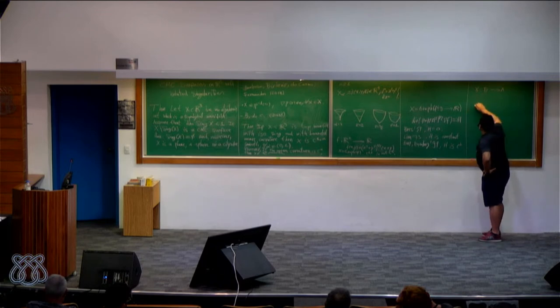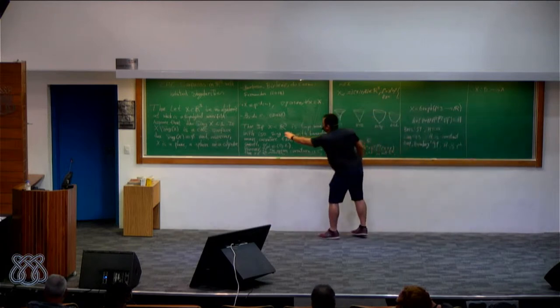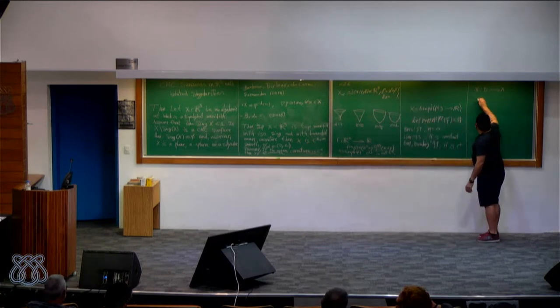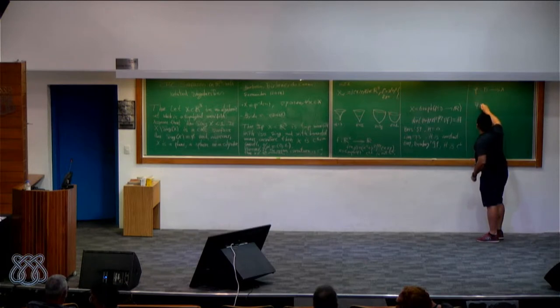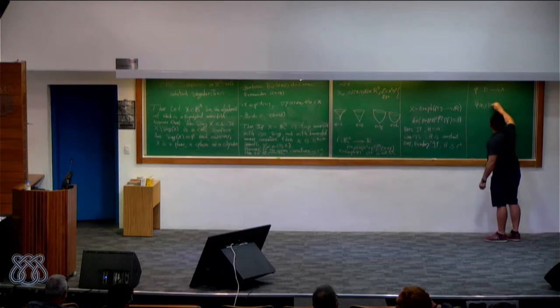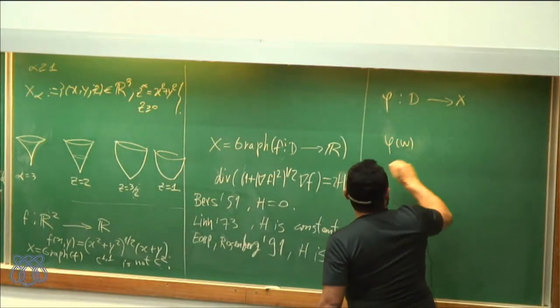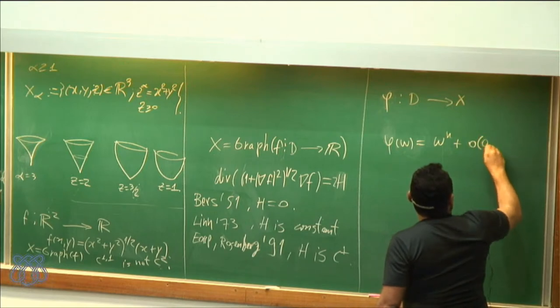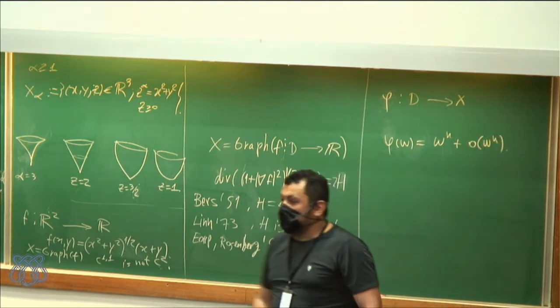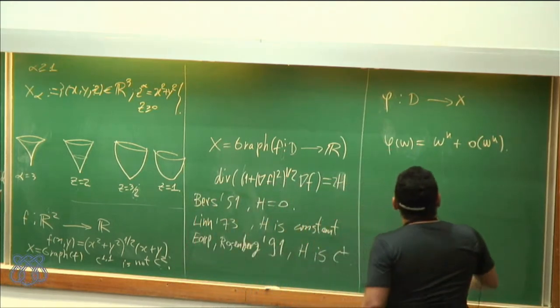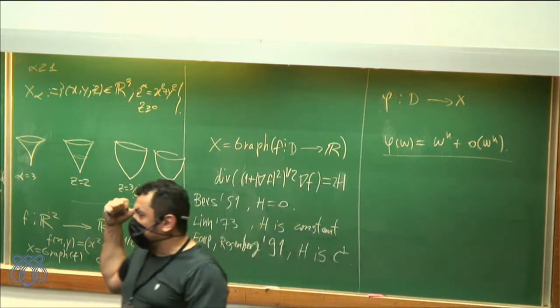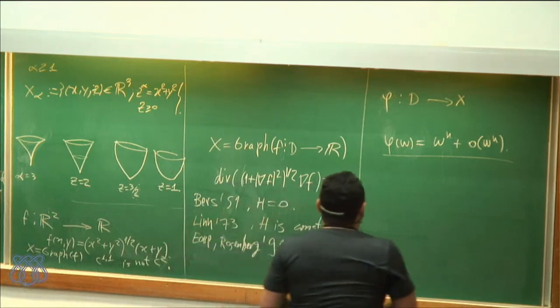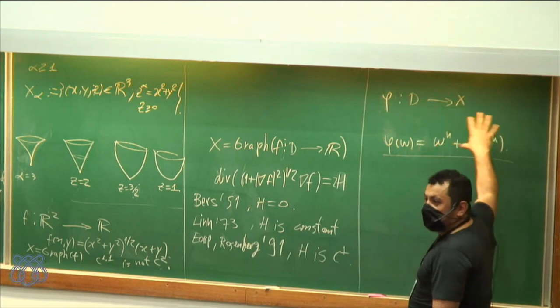So but by Gulliver, by doing some rotation, for example, we can assume we can find X maybe. Let me put it in complex coordinates here. This is something like omega to the power n plus O of omega to the n. Something like that. It's easy now. I have to join a lot of results of Gulliver to arrive at this form.